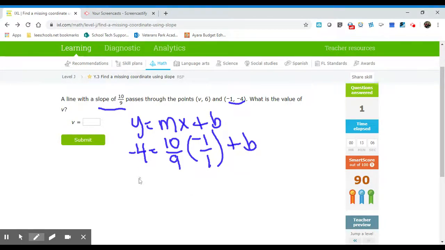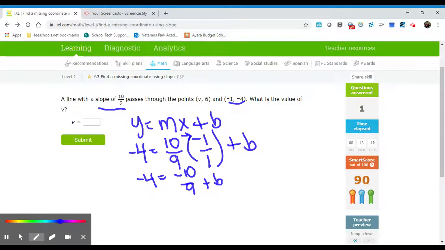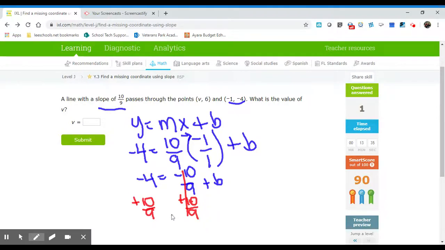Okay, we're going to put -4 equals, let's multiply across, so we'll get -10 ninths plus b. Then, to get rid of our -10 ninths, we have to use algebra, do the opposite operation. So let's add 10 ninths to both sides. This will be gone, and we'll be left with b on the left, b equals, and let's do our math up here.